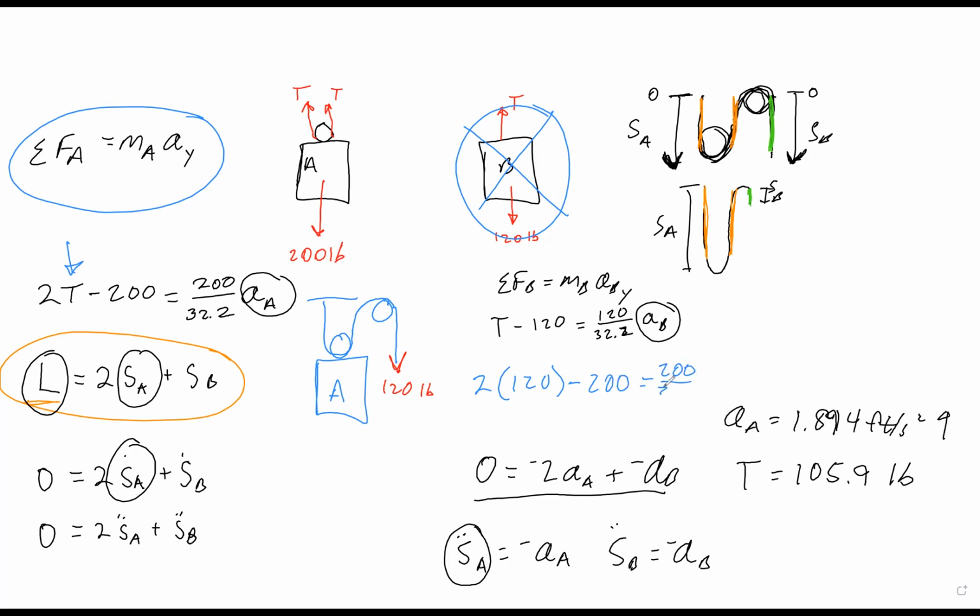Okay, so our new equation is going to be 2 times 120 minus 200 equal to the 200 minus the acceleration due to gravity, acceleration A. We don't have a second unknown. We don't need a second equation. We can solve for the acceleration of A immediately. So the acceleration of A for part B is 6.44 feet per second squared in the upward direction.